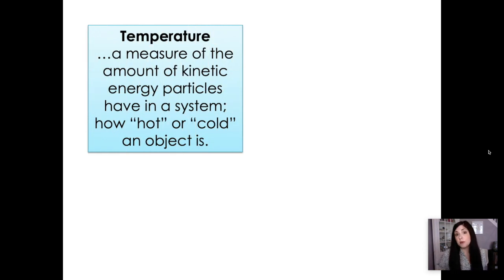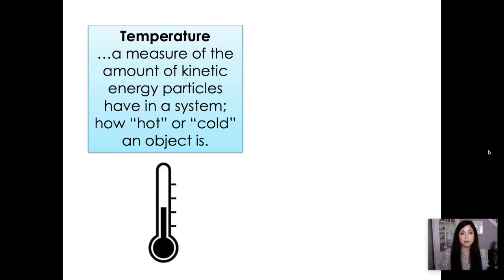So let's talk about temperature first. You're very familiar with measuring the temperature of a system and grabbing a thermometer. What is the temperature reading? Well, the temperature of something is a measure of the amount of kinetic energy the particles have within that system. And it also tells us how hot or cold something is. So the more energy the particles within a system have, the higher the temperature that they have, because that's literally what a thermometer measures, the amount of movement that's occurring within those particles.